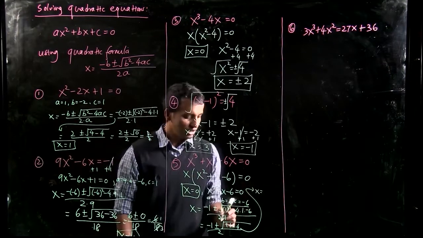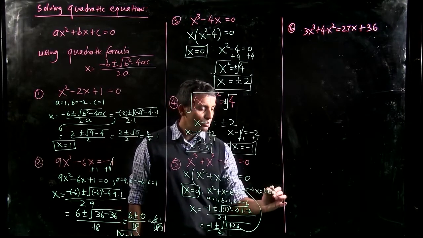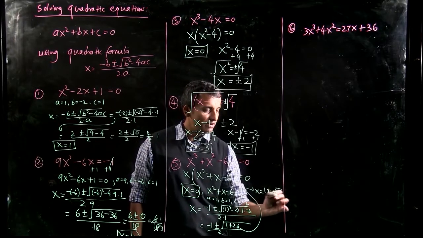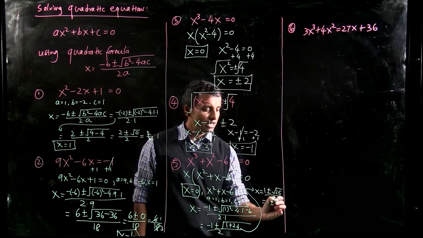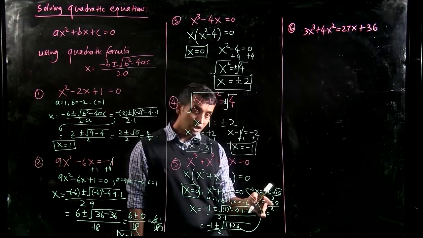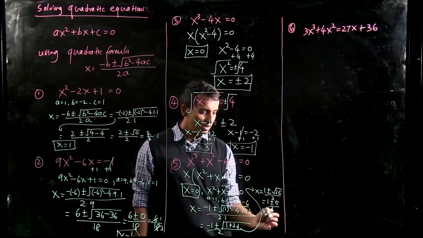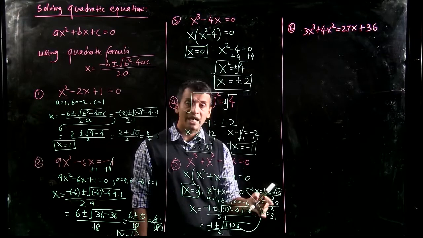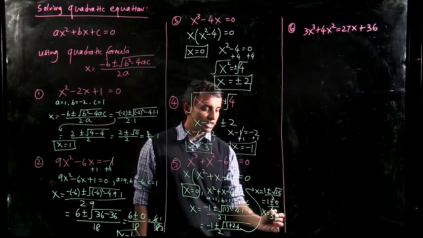So you got x equals negative 1 plus or minus the square root of 25 divided by 2. So what is the square root of 25? That is 5. So negative 1 plus or minus 5 divided by 2. If you take the plus sign, you will get negative 1 plus 5 is 4, divided by 2 is 2. And if you take the minus sign, you will get negative 1 minus 5 is negative 6, right? Divided by 2 is negative 3.